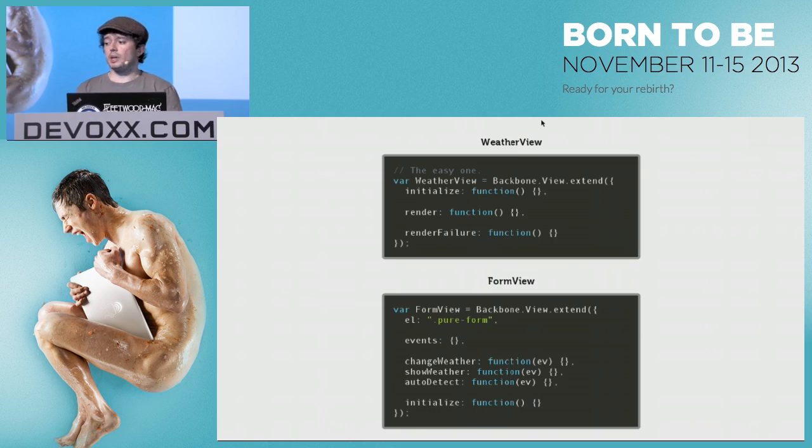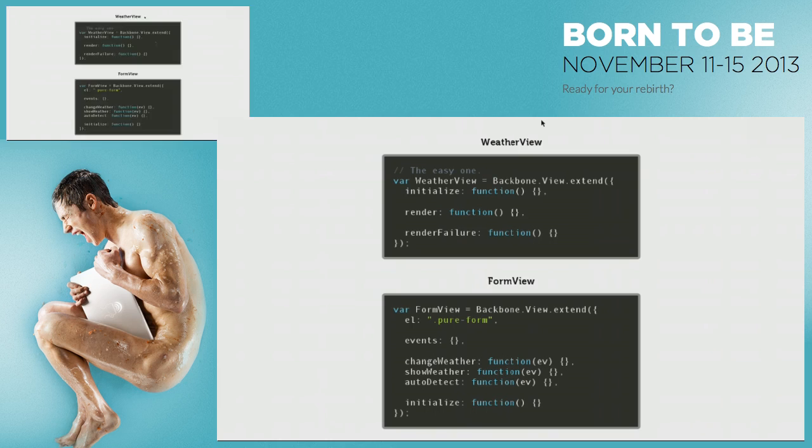Okay, and lastly, we have the two views that are going to be created. The first one is the weather view, and this is the one that has a template that I showed, that script tag. And then we have the form view, and that's the one that has more events and rich functionality with grabbing the right value from the search and then actually calling that weather view to re-render. And we'll see how that works.